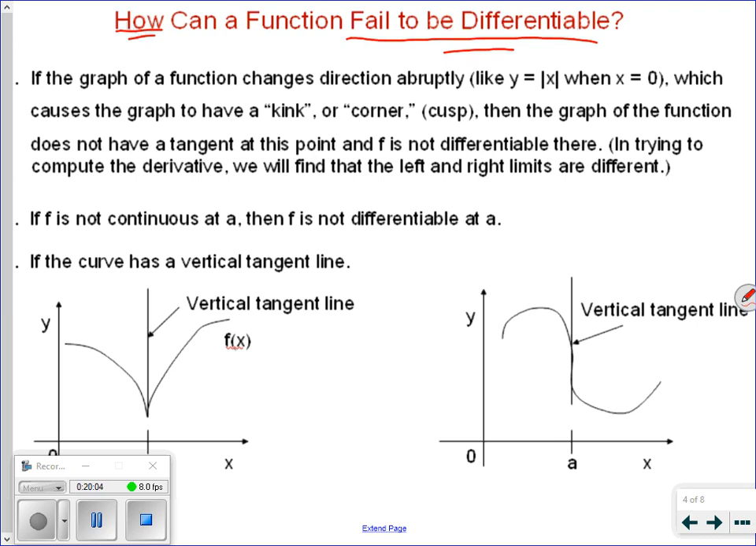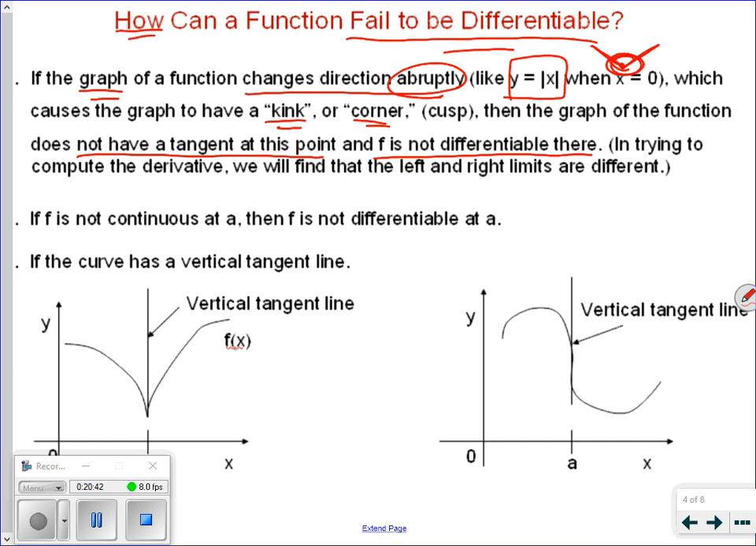Well, let's go back to the definition. We'll look at the graph first, though. It says that the graph of a function changes directions abruptly. The best example we teach is y equals the absolute value of x. You know how it does that little V shape? You know how it abruptly changes direction? This causes the graph to have a kink or a corner. You can see that right here in the absolute value. Then the graph of the function does not have a tangent line at this point. You can't draw a tangent line at this little V right here. And f is therefore not differentiable there.